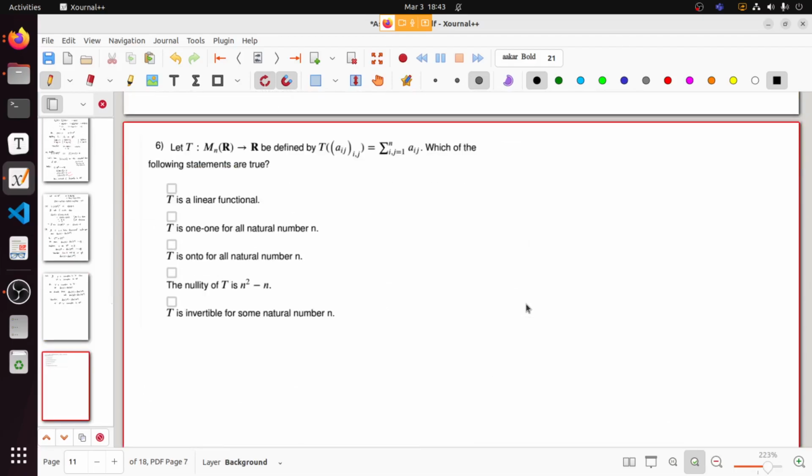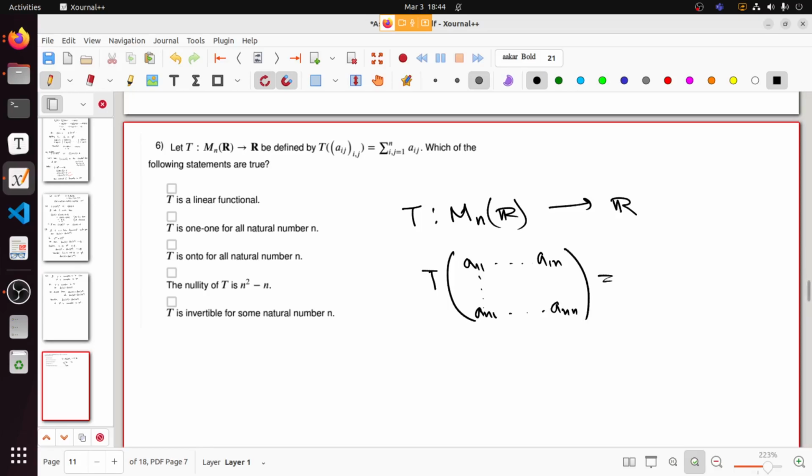What it is saying: let T be a map from MN to R, linear. T sends the whole matrix to the sum of all the entries, and you have to check whether T is a linear functional or not. MN(R) is the set of n cross n matrices, let's say A11 up to A1n, down to AN1 up to ANN. It is defined as the summation over i, j equals 1 to n of aij, right?